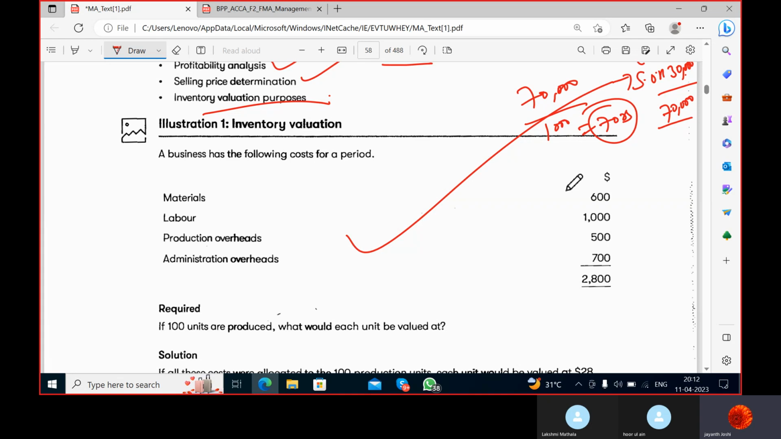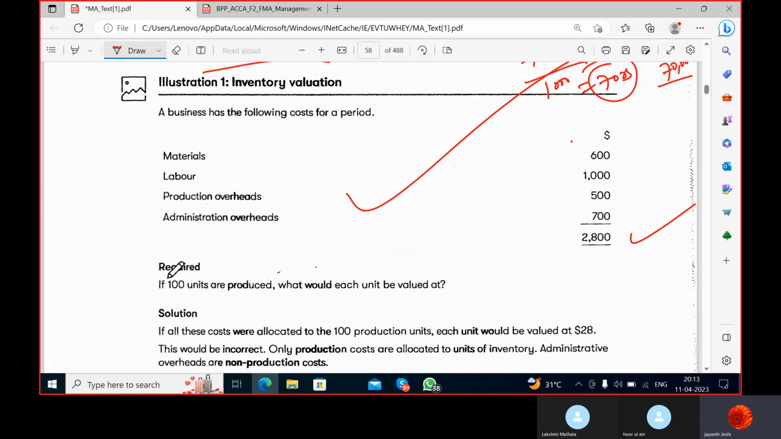Yes, what happened? So the question is, a business has the following costs for the period. These are the costs they incur. The total cost is 2,800. You are required, if 100 units are produced, what would each unit be valued at? 2,800 by 100, you do it. $28. Can't you do this?